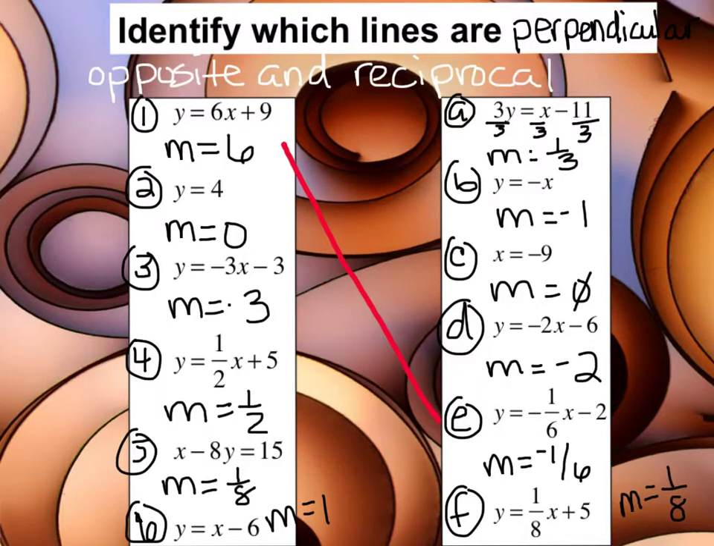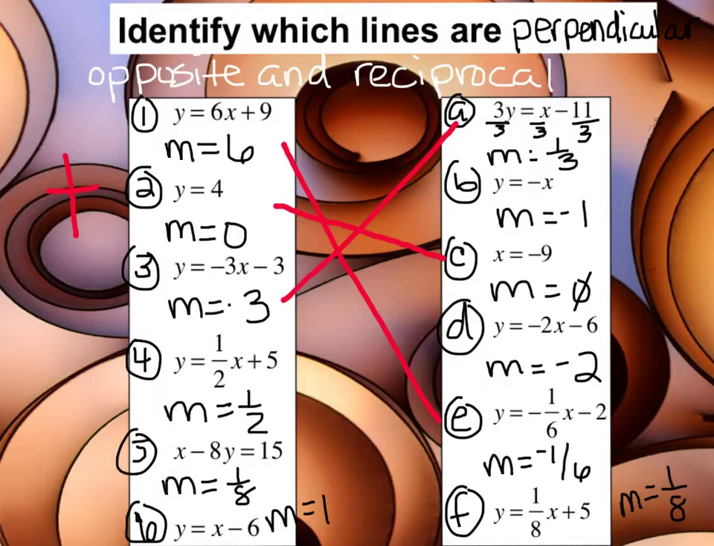Number 2, slope is 0. And the opposite and reciprocal of that would be C. See, if I have a vertical line and a horizontal line, they become perpendicular. Number 3, I have negative 3. So if I flip that, I get negative 1/3. And if I change the sign, it becomes positive 1/3. And that's A. I'm going to go ahead and let you do number 4, 5, and 6 on your own.